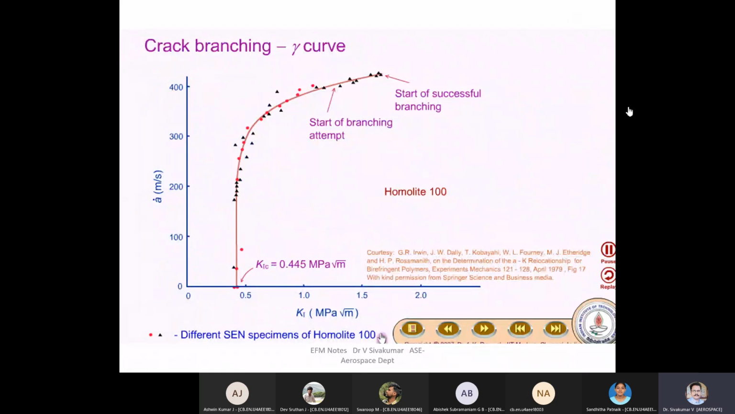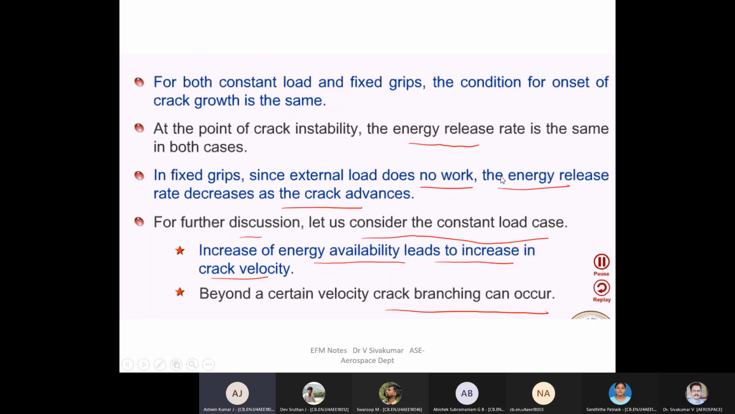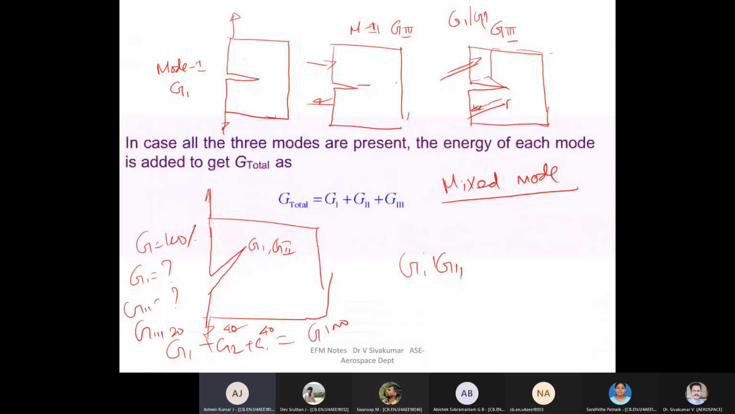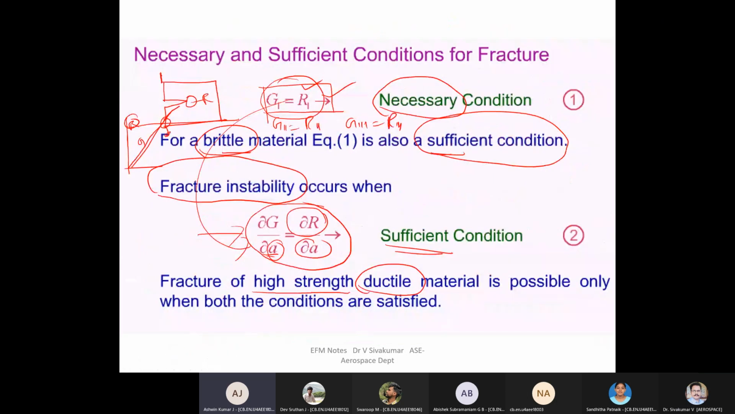Any doubts? Sir, one small question. Please go ahead. Sir, we saw those two conditions, the necessary condition and the sufficient condition. So in brittle material, the necessary condition is the sufficient condition for fracture? Yeah, you need not check the second condition.